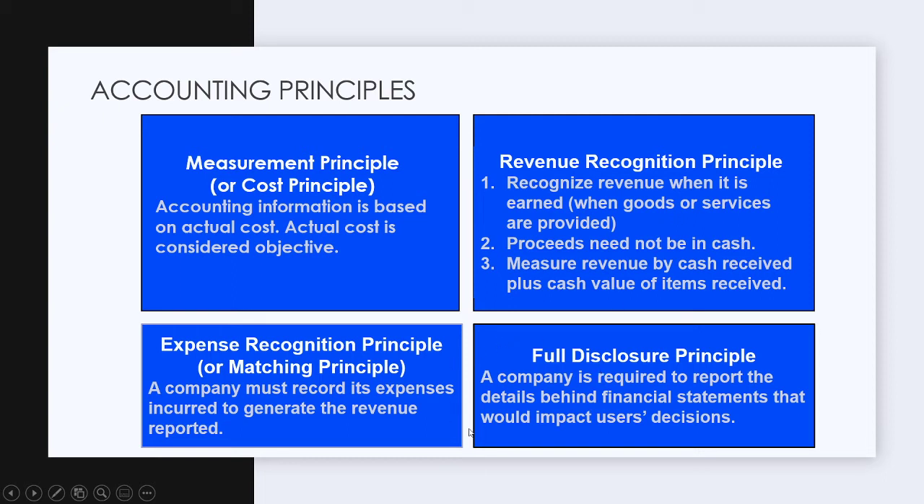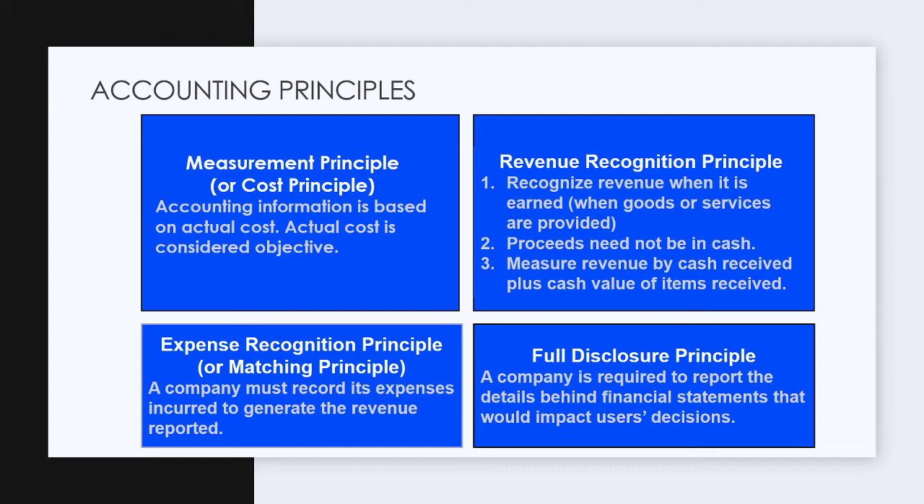And finally, we have the full disclosure principle, where a company is required to report the details behind financial statements and financial users' decisions. And so we might think of this as if a company had a lawsuit and they haven't incurred a cash liability yet, or they haven't paid any liability related to that lawsuit, investors still would want to know about that lawsuit, or creditors would still want to know about that lawsuit, and the company would have to disclose that information.